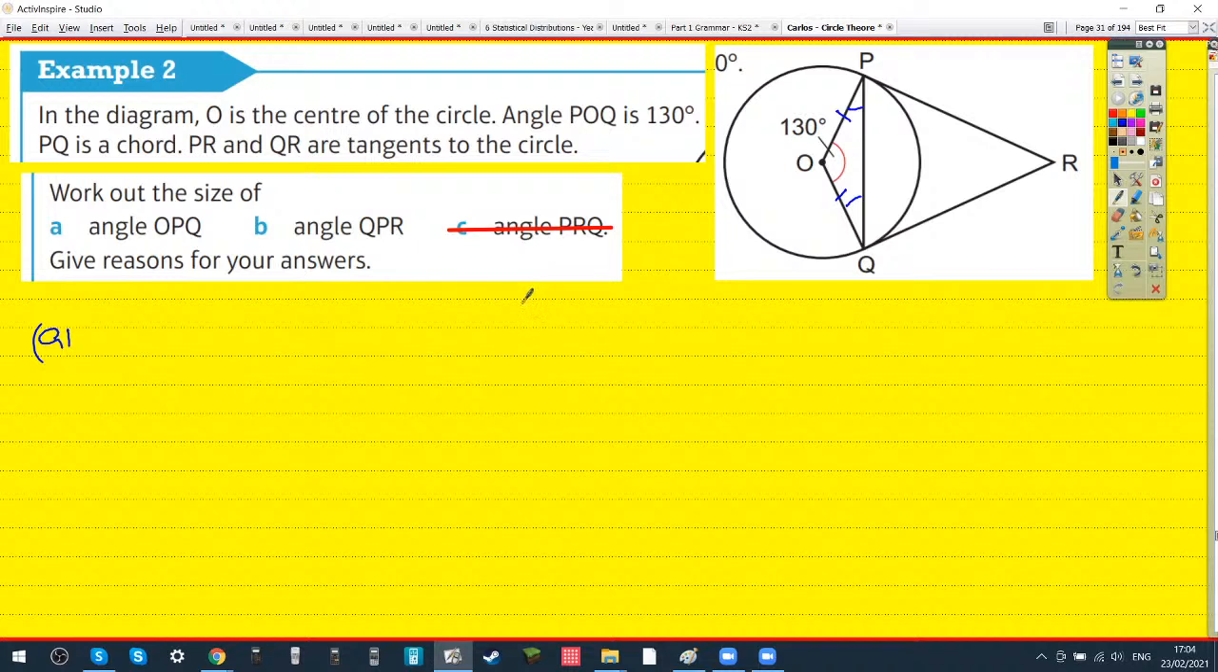And it's a straight line on the bottom. So it's in a triangle. Okay, so this needs to add up to 180.